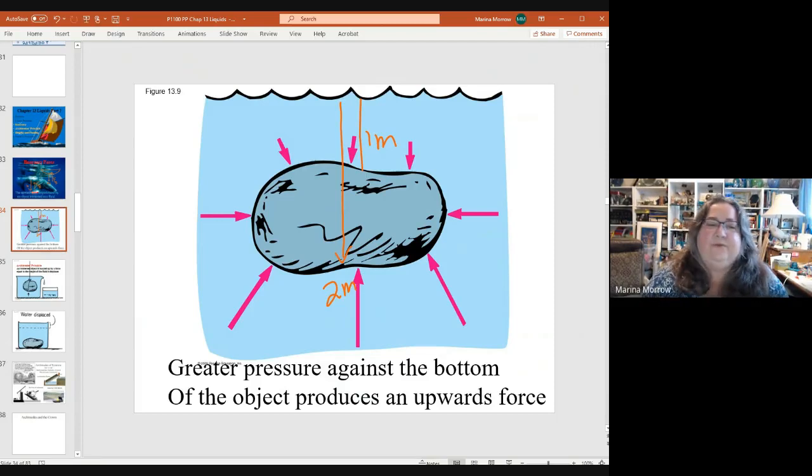Now, this also works even for an object that is only partially immersed in the fluid, like a boat, because the air pressure on the top is not as great. And so you have a similar situation. There's still an upward force. Okay, and we'll be talking more about that later.